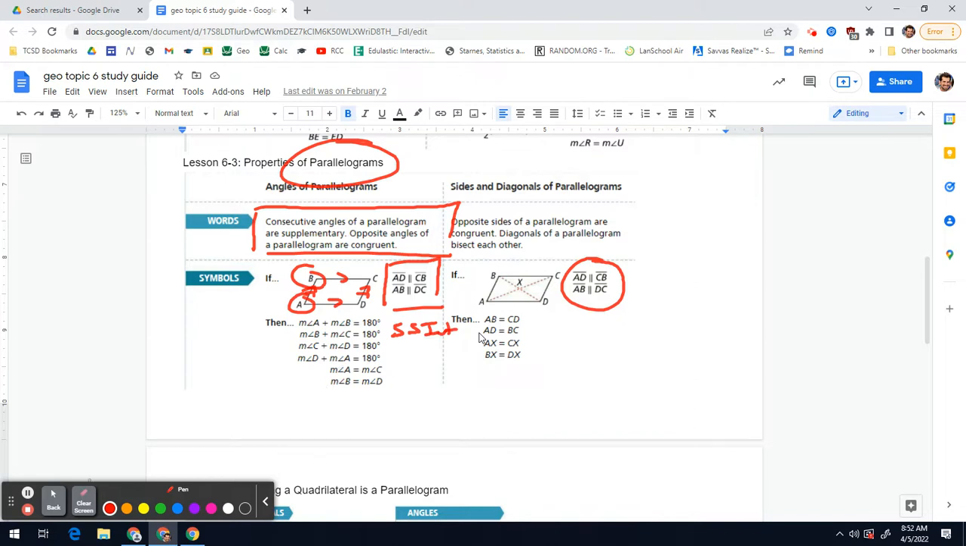Opposite angles are congruent. So now angles A and C are opposite. They're going to be congruent, or equal in measure. Then over here, the opposite sides are congruent. So not only are they parallel, but they're also congruent, right? Two pairs of congruent sides. And then the diagonals bisect each other, right? So in this picture, AX is the same as CX, and BX is the same as DX, which is down here, right? So those are properties that you need to remember.